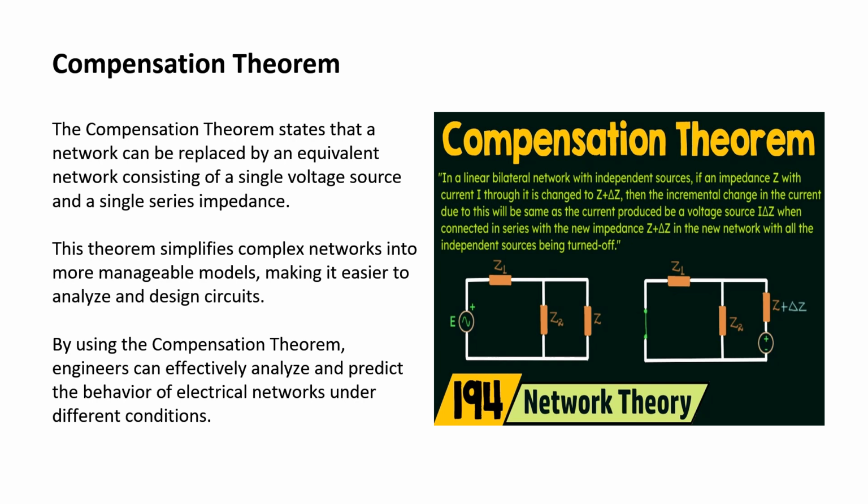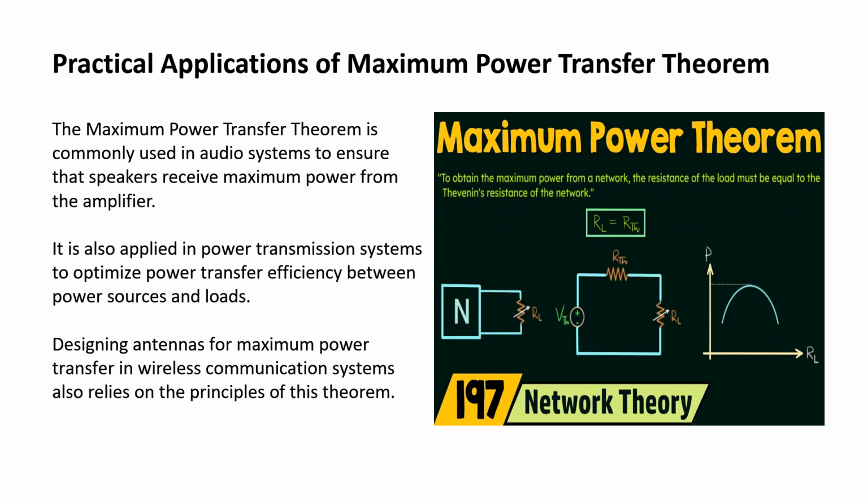Compensation theorem. The compensation theorem states that a network can be replaced by an equivalent network consisting of a single voltage source and a single series impedance. This theorem simplifies complex networks into more manageable models, making it easier to analyze and design circuits. By using the compensation theorem, engineers can effectively analyze and predict the behavior of electrical networks under different conditions.